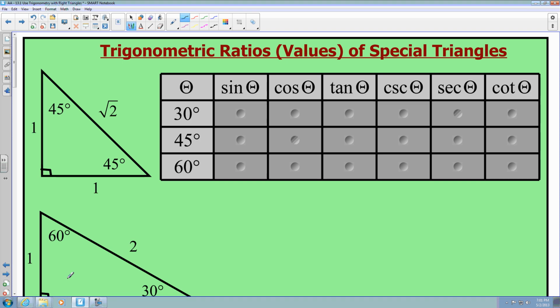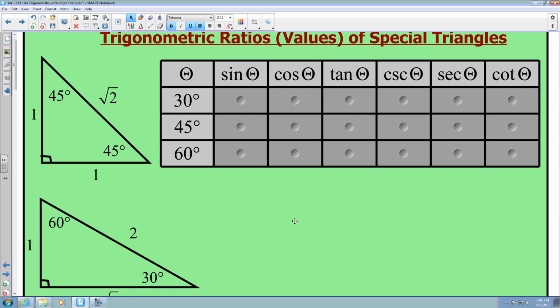Looking at the examples here, these are very common trig ratios for special triangles. They're for the 30-degree, 45-degree, and 60-degree angles respectively. And each one of these has a very specific value when you punch in the sine of 30 degrees instead of writing theta, or the sine of 45, or the sine of 60. Each of them has a specific value that we can give when we punch it into our calculator.